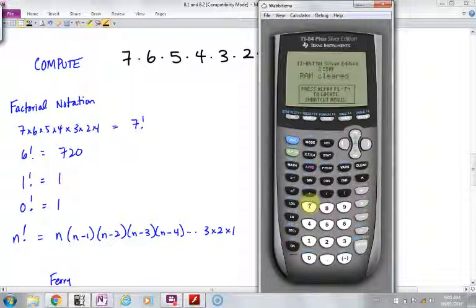There we go. 7 we're going to type, and then the factorial button is under math, then num. Is it num? Yeah, all the way over there. Okay? So math, probability, that's what that stands for, number 4. So that puts the exclamation mark in, and then we hit enter, and we do get 5040.